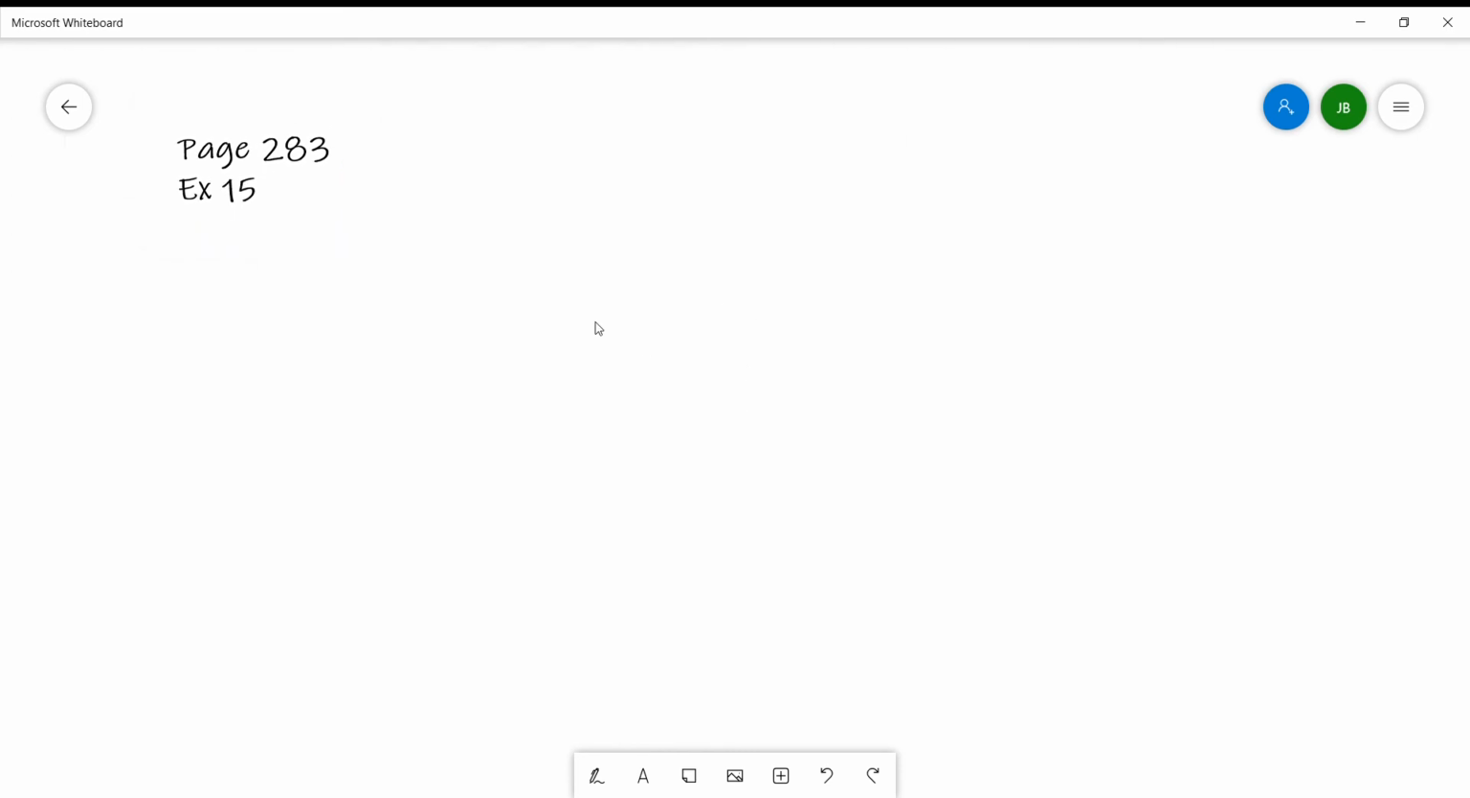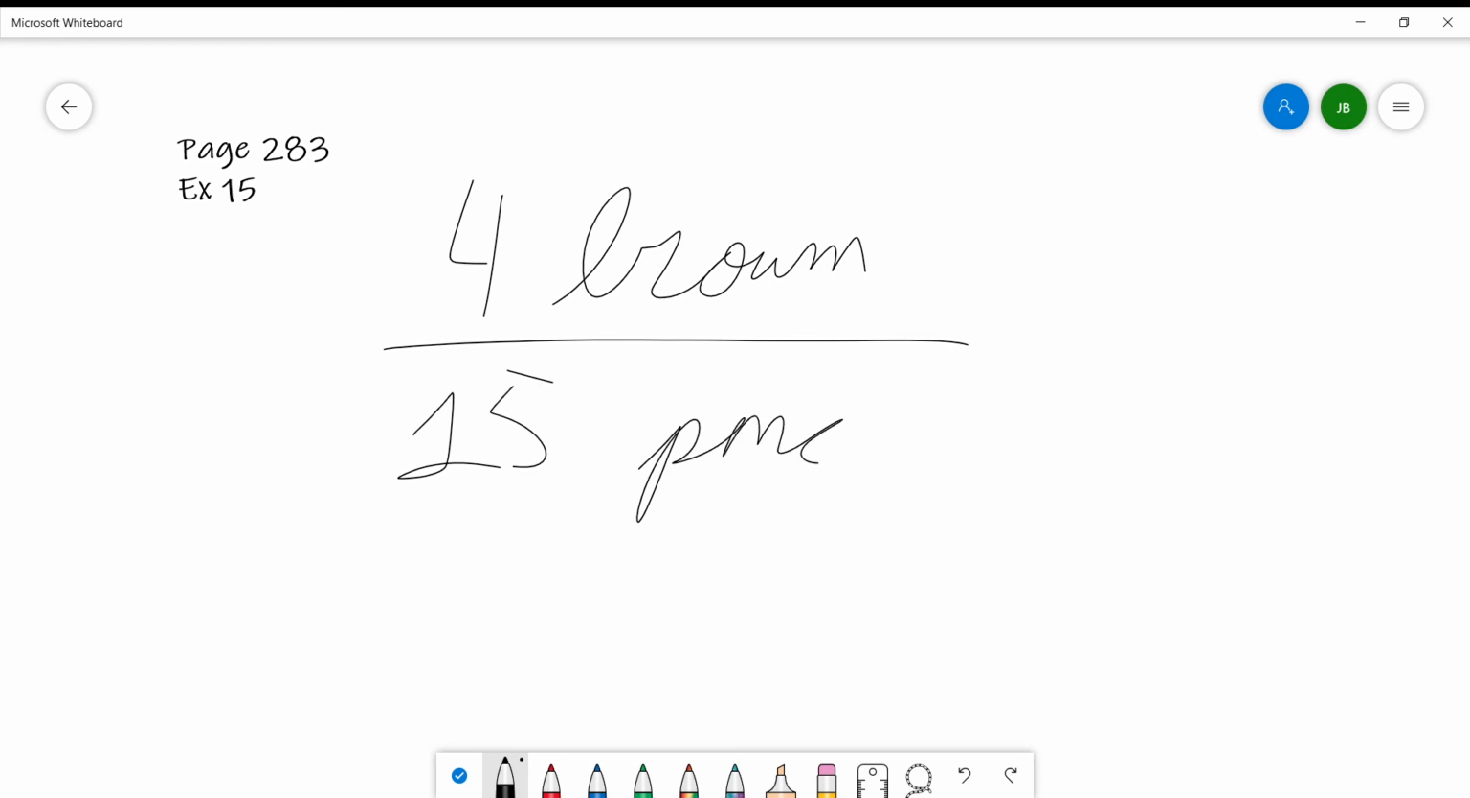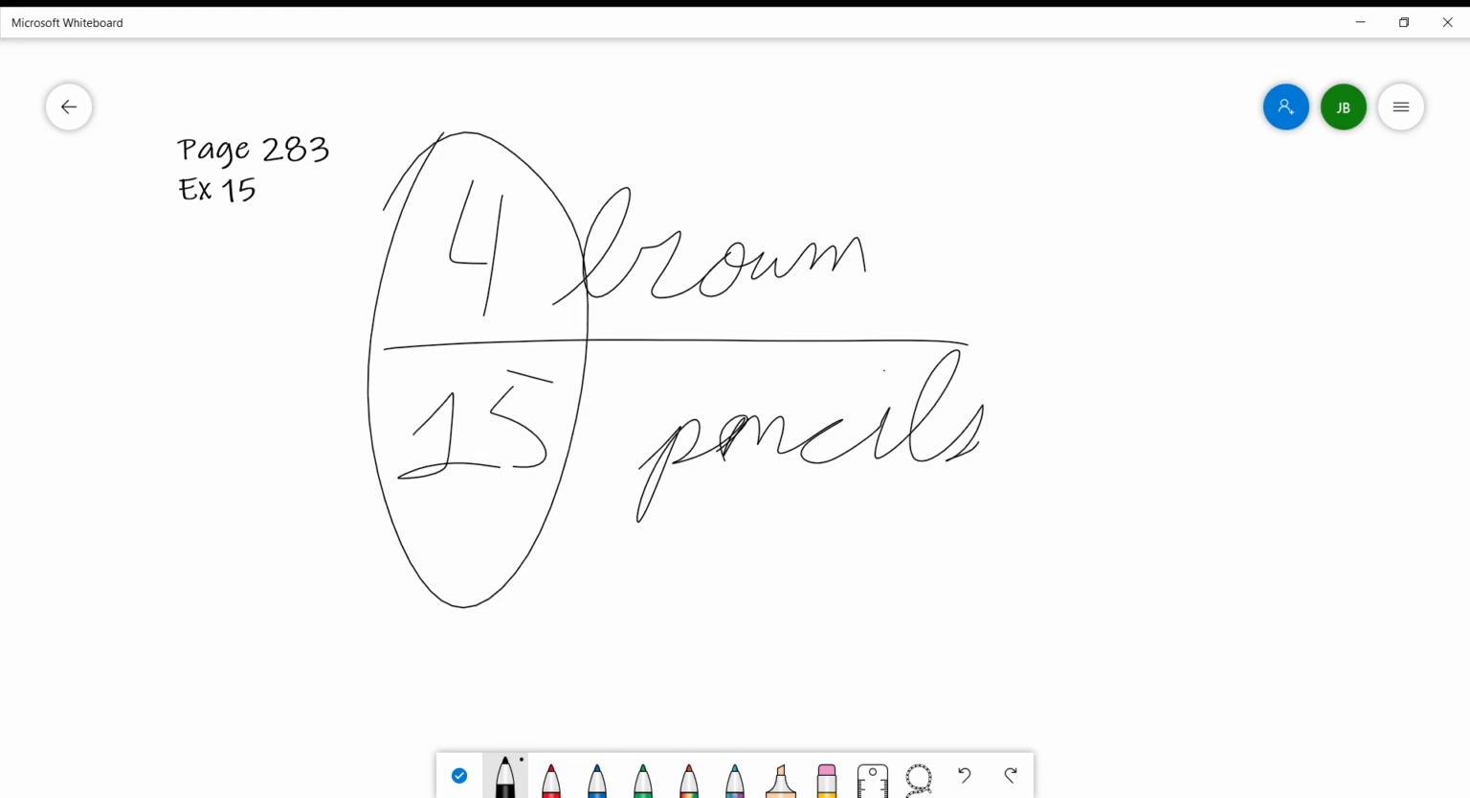Let B be the event of choosing a brown pencil. So how many brown pencils are there and how many total outcomes are there? There are 4 brown pencils, 4 brown pencils out of 15 pencils. So the probability is 4/15. Can we simplify that? No, we can't.